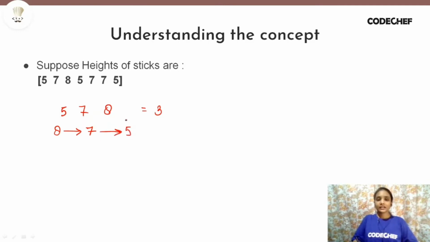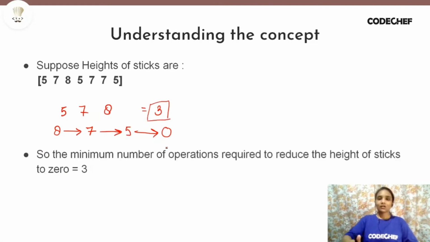Now we will target the third highest stick in the third operation, that is 5, including the first highest and the second highest sticks which have already been reduced to the third highest. And we can reduce all these sticks to 0 in one go, because all the sticks now would have been of height 5. So that is how the minimum number of operations will be 3 in this case, and all the sticks will be reduced to 0.